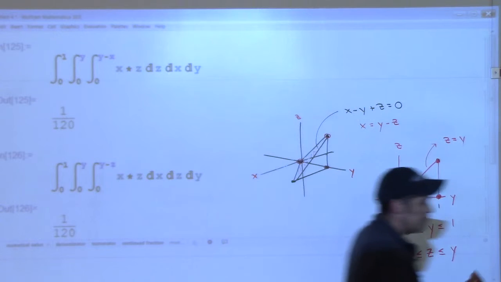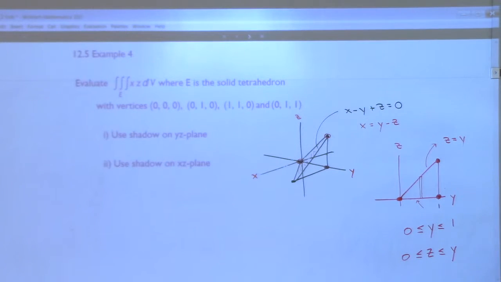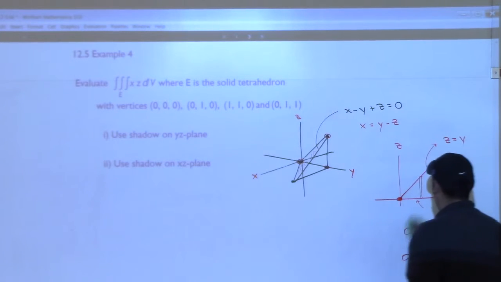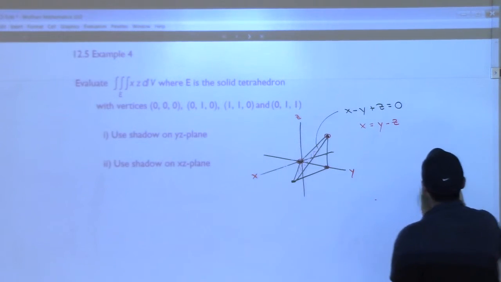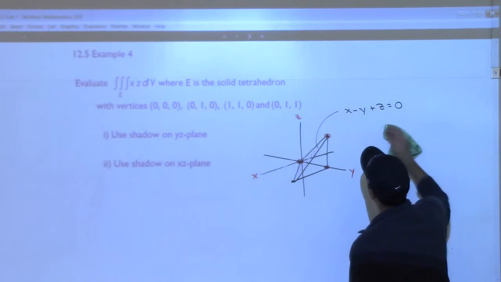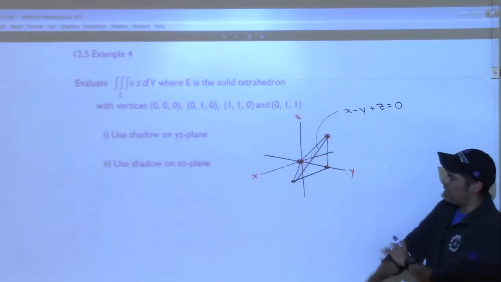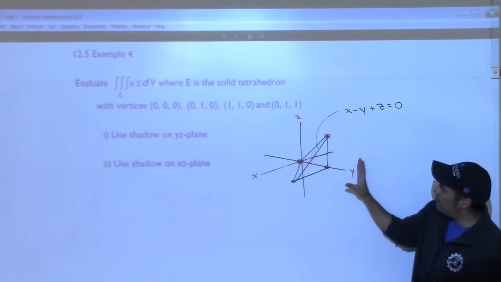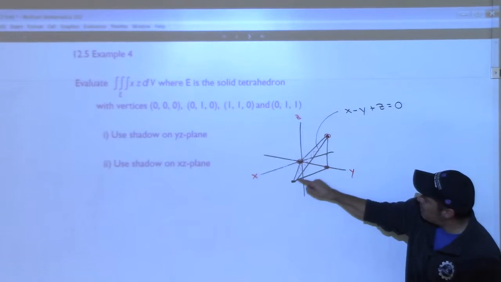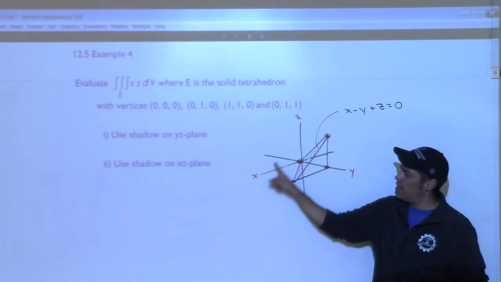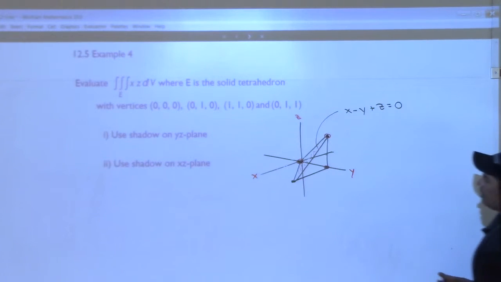So let's do the second part of this problem, which was for us to cast the shadow on the xz plane instead. So it's the same exact picture, but now when we cast our shadow it's going to be a little bit weird to imagine, but do you all see that if we cast the shadow, this triangle right here gets mapped over to that plane? So how do I draw this?